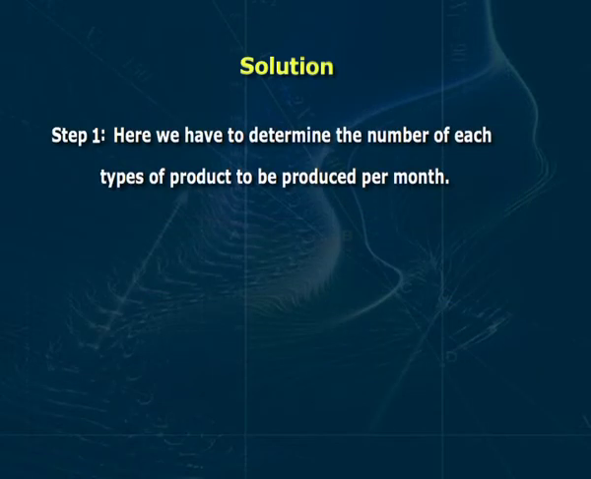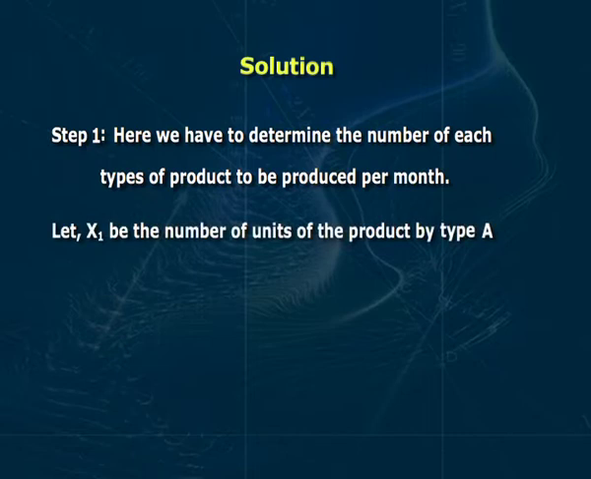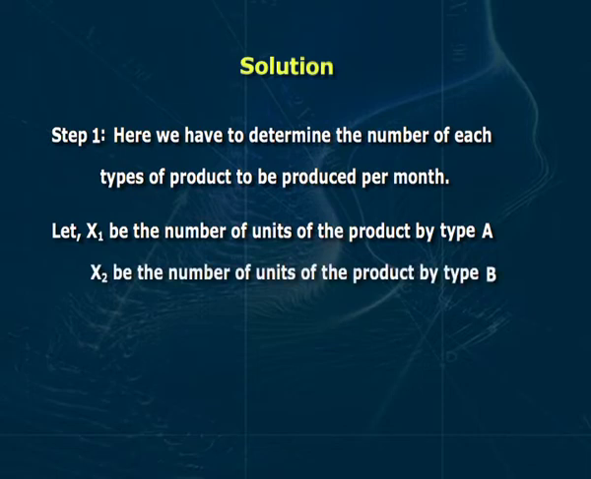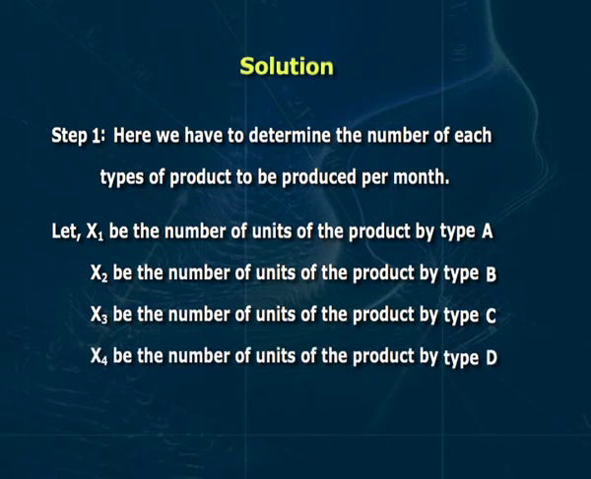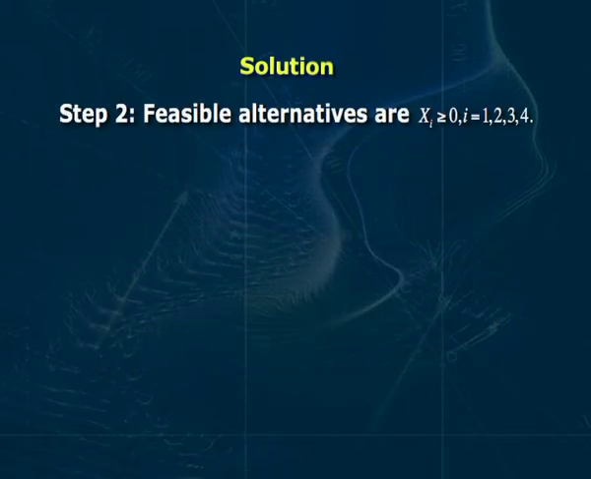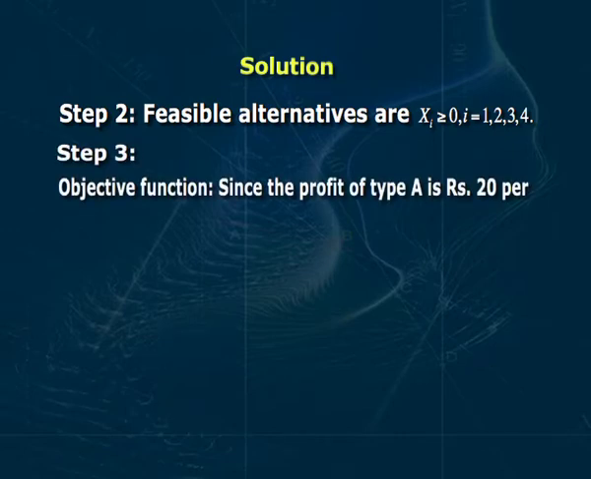Step 1. Here we have to determine the number of each type of product to be produced per month. Let x1 be the number of units of product type A, x2 be the number of units of product type B, x3 be the number of units of product type C and x4 be the number of units of product type D per month. Step 2. Feasible alternatives are xi greater than or equal to 0 for i equal to 1, 2, 3 and 4. Step 3. Objective function.